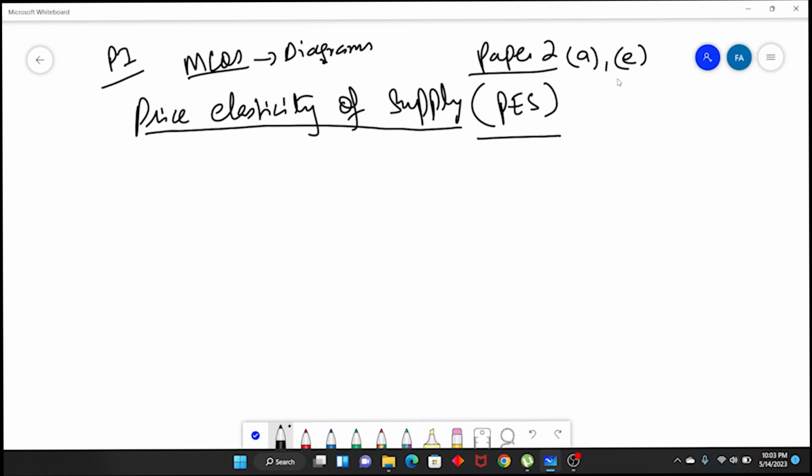What happens? The students don't know the concept, and in the end they can't answer this question, and because of one part they leave this question. The rest of the question seems to be easy according to the candidate, but again they have to leave this option because they don't know how to answer this E part, and that carries the maximum marks in the examination. So let's just start with the price elasticity of supply.